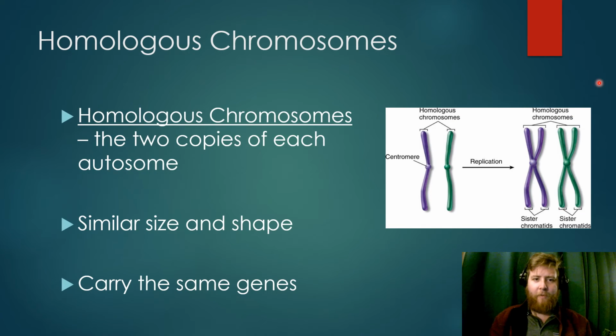Now, when we talk about chromosomes, we'll sometimes say homologous chromosomes. These are the 2 copies of each autosome, so one from mom and one from dad. They have similar size and shape, and they carry the same genes.